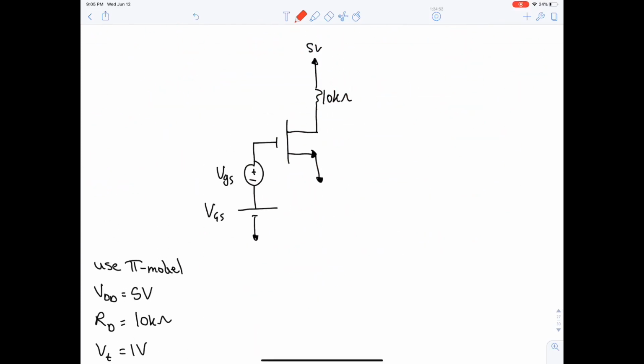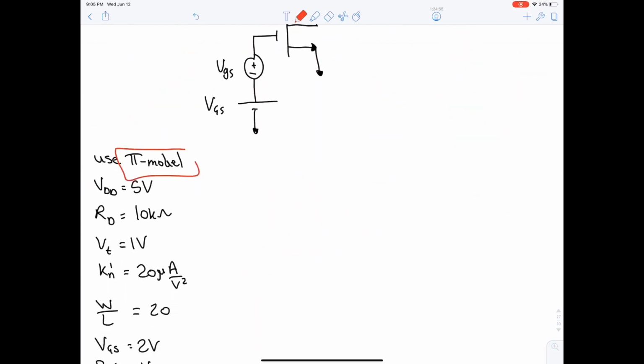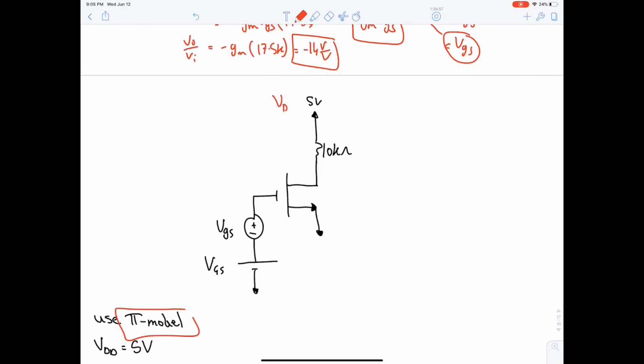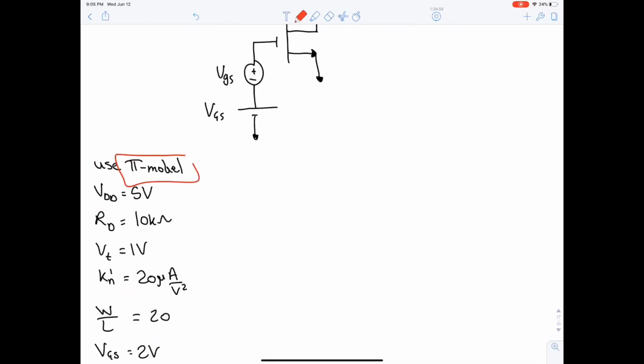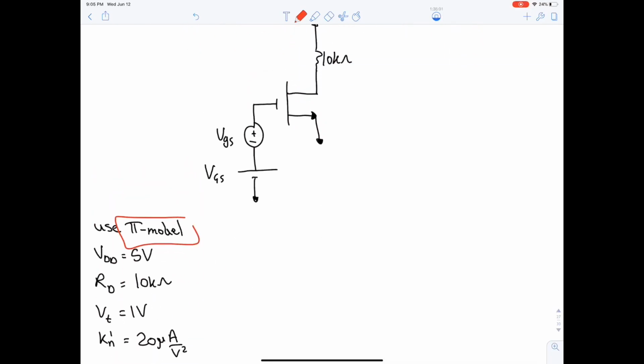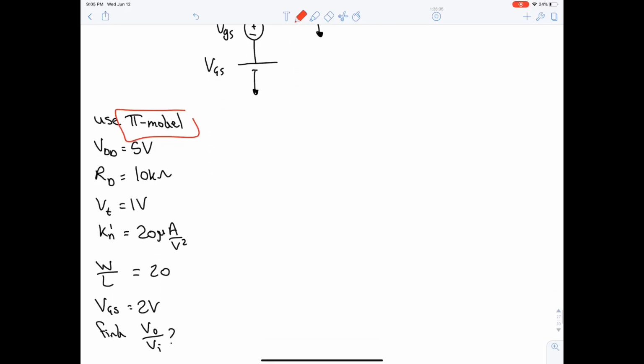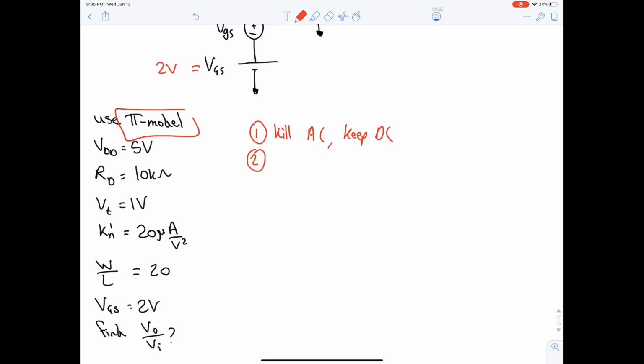Next, we need to use the pi model. VDD is 5, VT is 1, RD is 10K, VGS is 2 volt, and we need to find VO over VI. This is the same thing. Kill AC, keep DC. Let's do the second step at once.